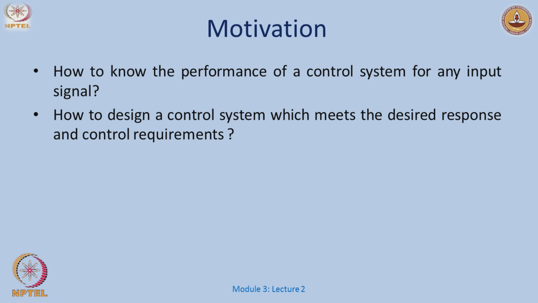So the first thing is, after I obtain the model, how to know the performance of a control system for any input signal, and next is how to design a system which meets some desired response, but it could just be some natural response or even to fit a control requirement. Okay, so how do we visualize this?